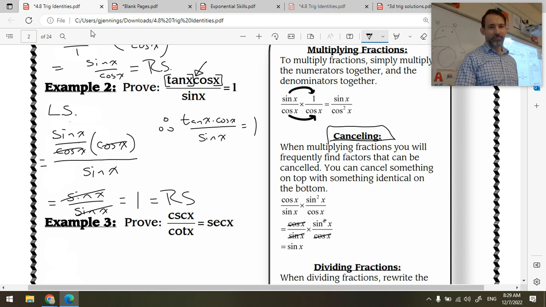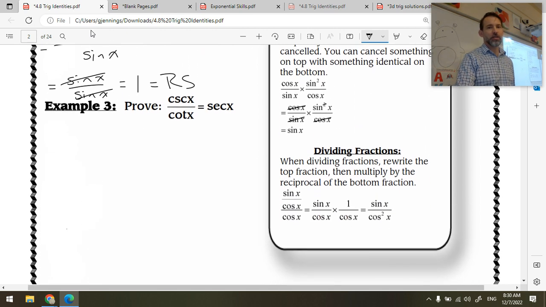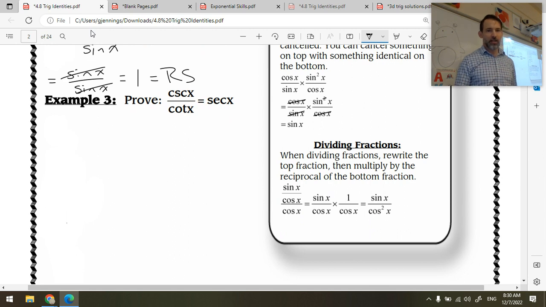One more example of these multiplication ones. Cosecant x divided by cotangent x equals secant of x. Okay, let's try. So here the right side and the left side both need some work to be expressed as functions of sine and cosine. So let's go through that. Cosecant x, that has a co in it. So we're going to use 1 over sine. So we can write that out.